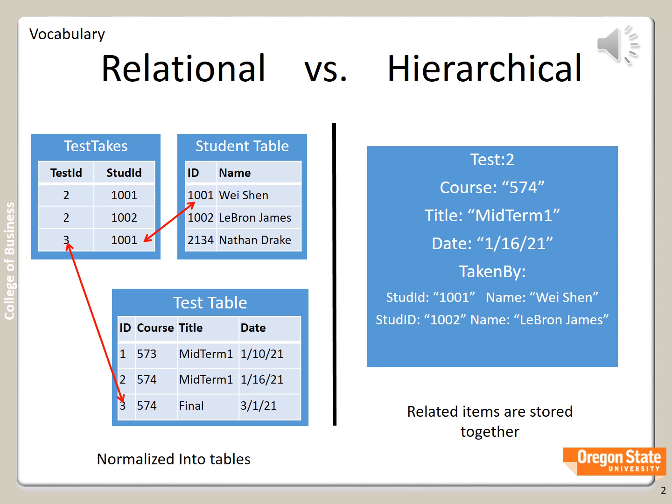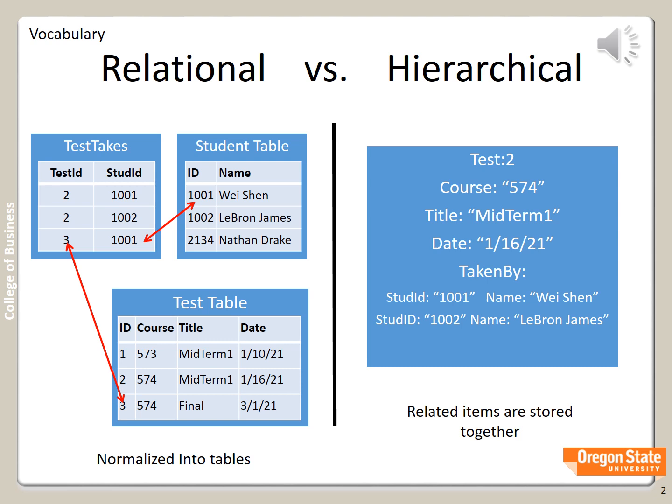Each column stores a particular attribute. A table of tests might have attributes such as course, title, and date, and each row in a table is a record of one particular item of the list's type. So a table of students might have a row for Wei, another for LeBron, and a third for Nathan.